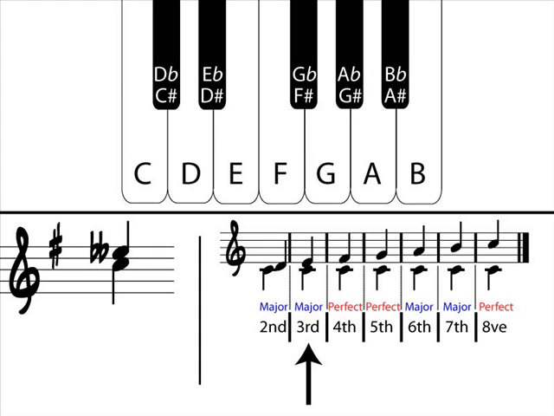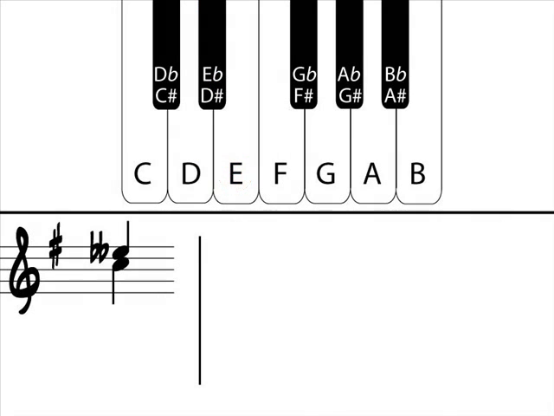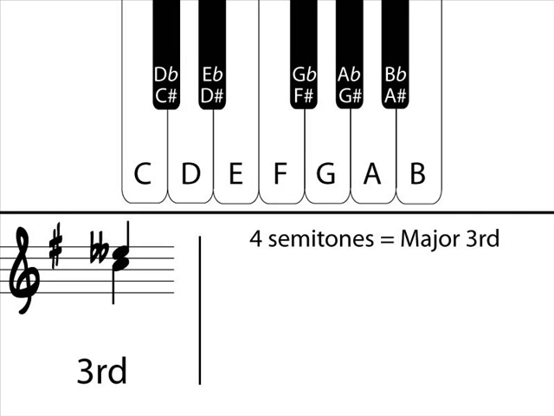Compare it against a major third in C major and count the semitones. Here's the C. To C sharp is 1. To D is 2. To D sharp is 3. To E is 4. Therefore, 4 semitones make up a major third. And don't forget to jot down that we now know that our interval is a third.